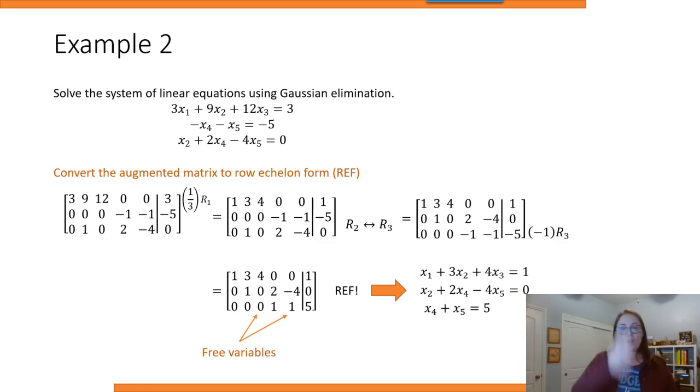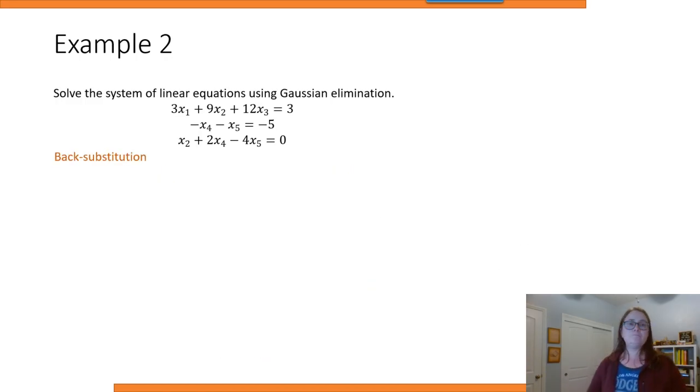So if you notice in column 3, there is no leading 1, so that's a free variable. And column 4 also doesn't have a leading 1, because column 4 is where the leading 1 was for that last row. So that means I've got 2 free variables, x3 and x5, because those are the columns where there's no leading 1. So we're going to see how we have to deal with that now.